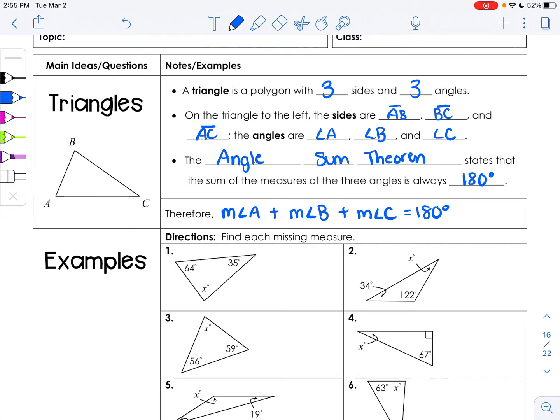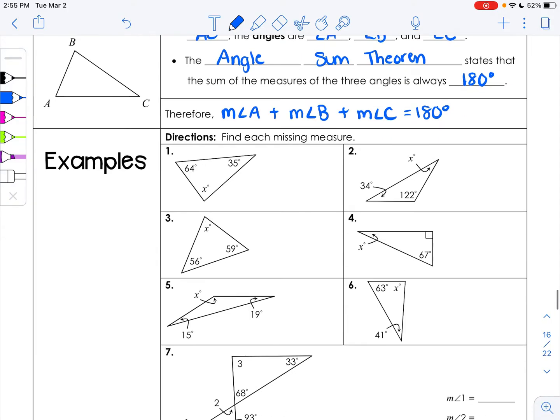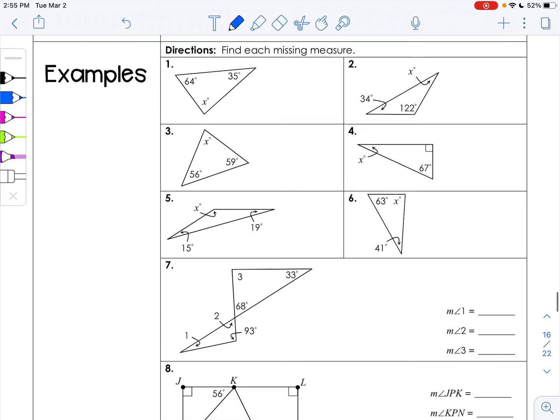Let's take a look at a couple of basic examples. Number 1, I know that one angle is 64 and I know one angle is 35, but I can use the Angle Sum Theorem to figure out my third angle because I know all 3 added together have to equal 180. I can write the equation x plus 64 plus 35 equals 180. All 3 of my angles added together.